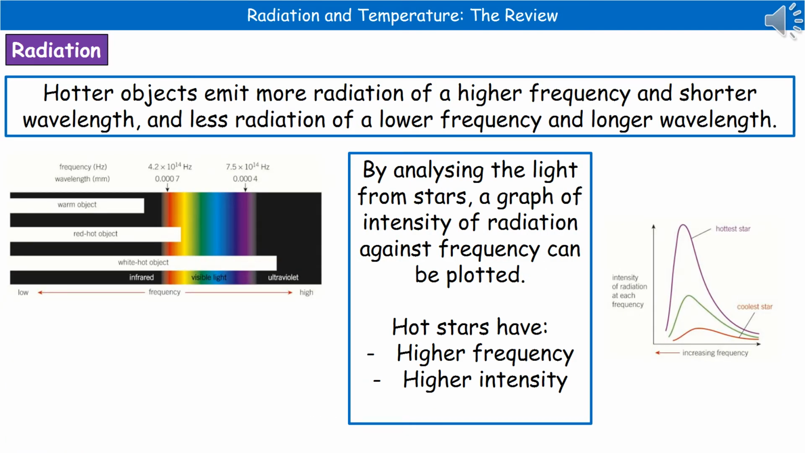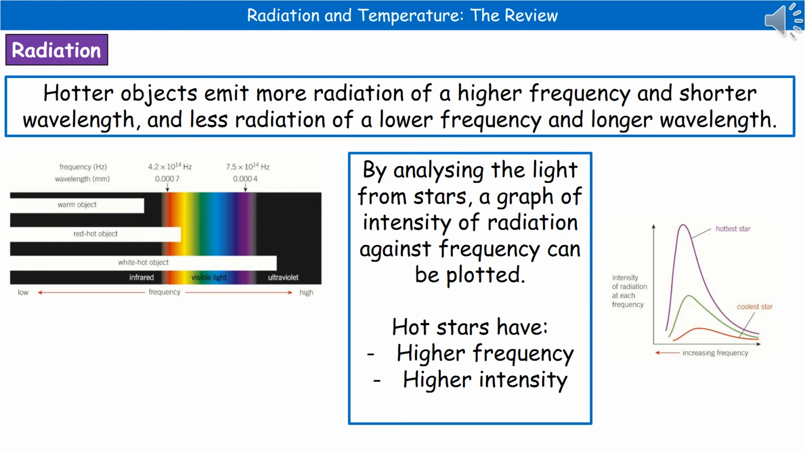So if we've got a hotter object, it's actually going to be emitting more radiation of a higher frequency and shorter wavelength, and less radiation of a lower frequency and longer wavelength. And if you have a look at the diagram on the left there, we've got our visible light spectrum there, ultraviolet to the right of that, infrared to the left, just as you'd expect from the EM spectrum.